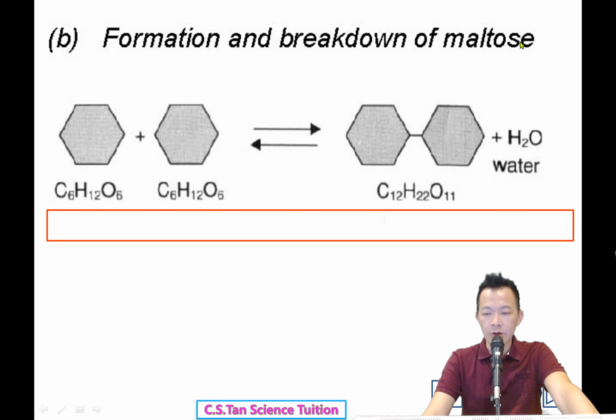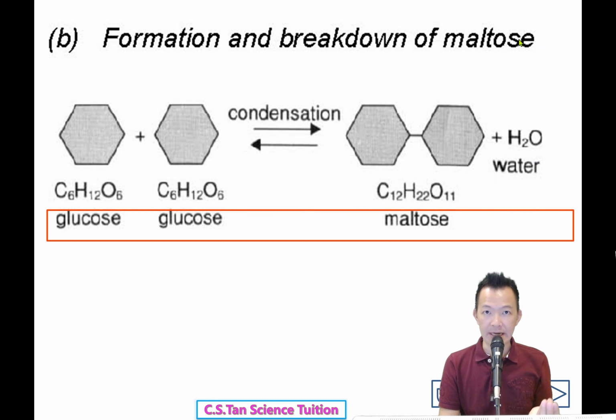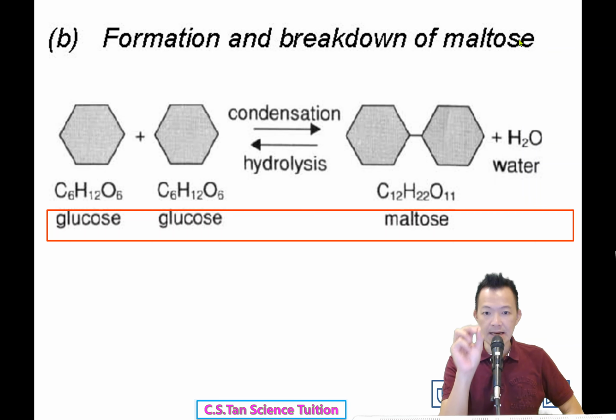Formation and the breakdown of maltose. Where does maltose come from? Maltose is actually made up of glucose. When glucose and glucose undergo the process called condensation, they produce maltose plus water. And maltose with the addition of water, with the help of the enzyme, will be hydrolyzed and become the monosaccharide glucose plus glucose. So these are the two words, condensation and hydrolysis.